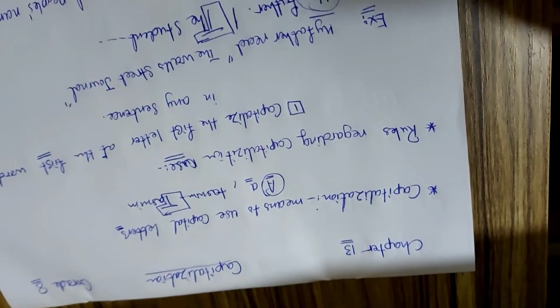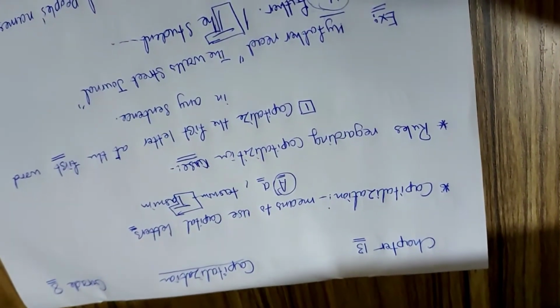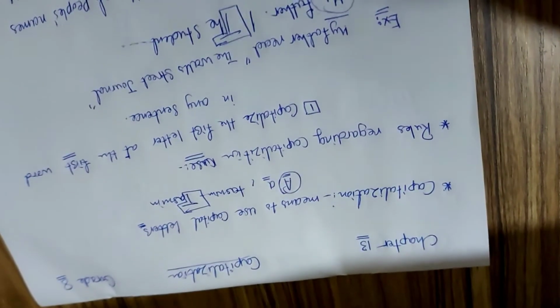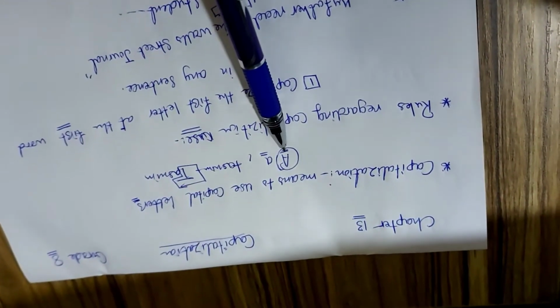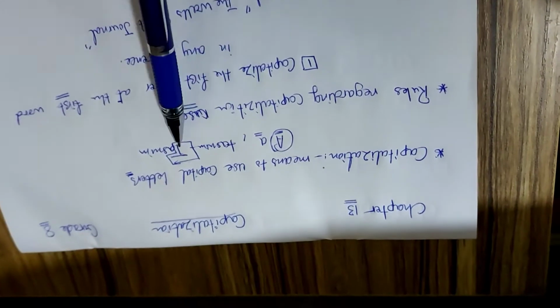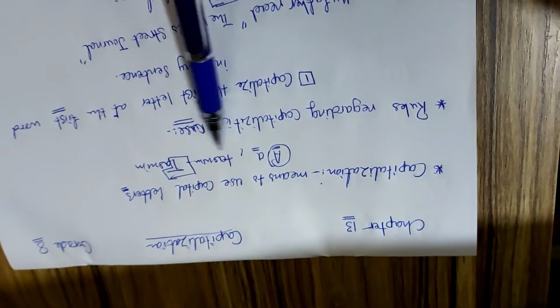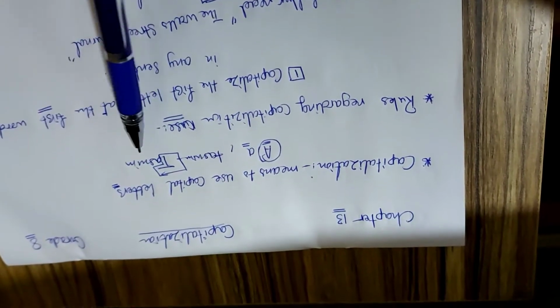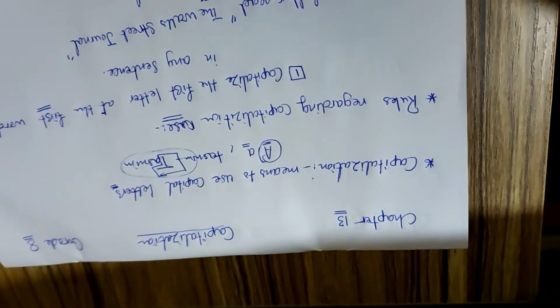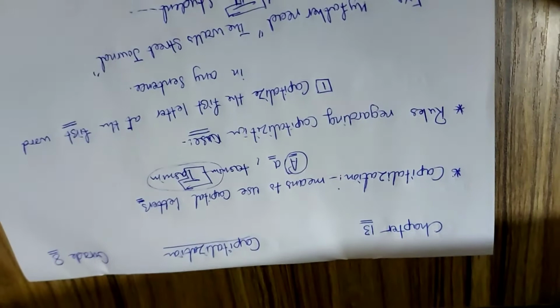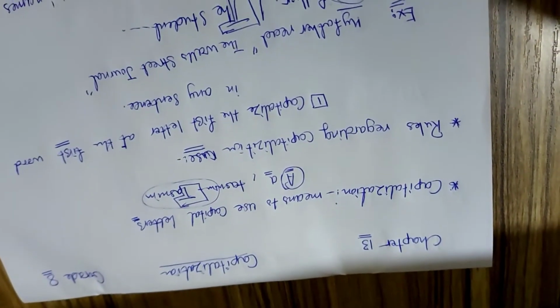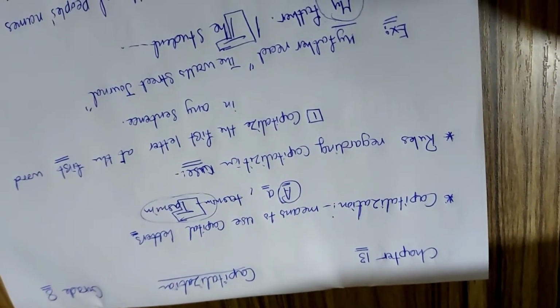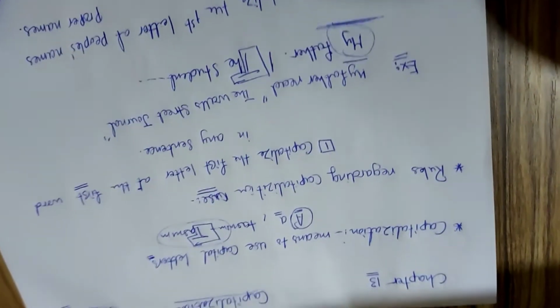It means to use capital letters instead of lowercase letters or instead of small letters. As you see here, I have the capital A, small a, the capital T, and the small t, and the capital T in my name. So capitalization means to use this one, the capital T, to write my name. Let us now start with discussing the rules regarding capitalization use.